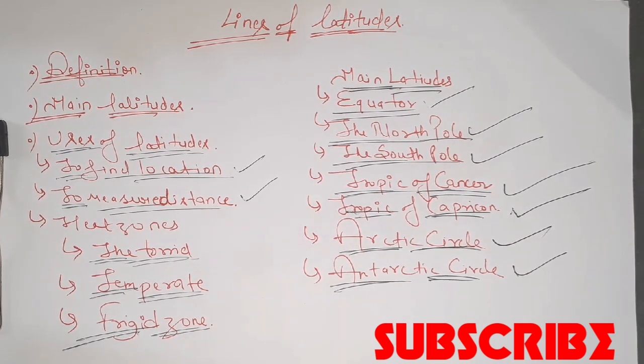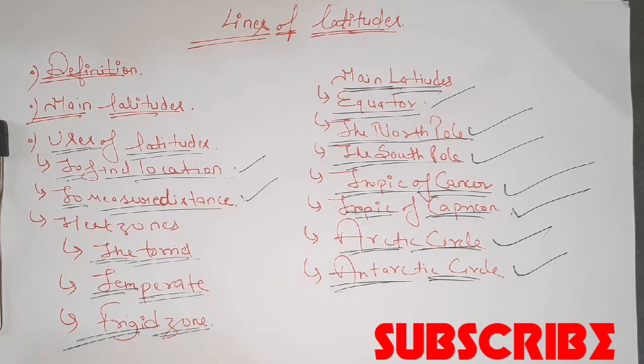So for now, just remember that for measuring the distance of a particular latitude from the equator, it can be used, right? Because we know that 1 degree is equal to how much? It is equal to 111 kilometers. And it can be either north of the equator or south of the equator.